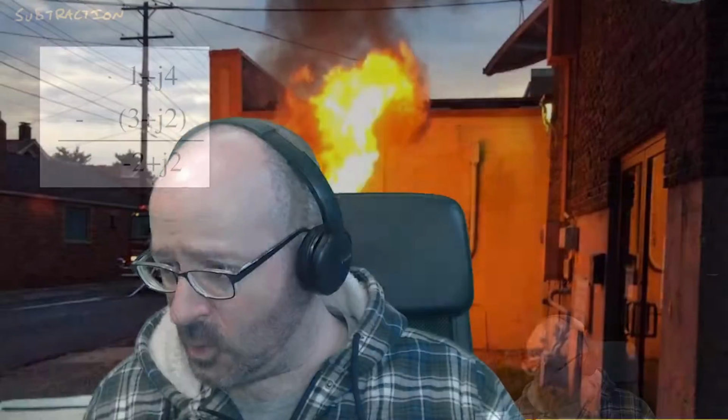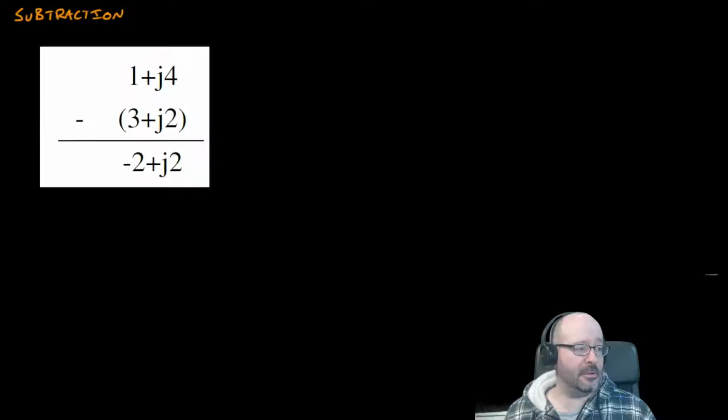Okay, we can add numbers and we can negate numbers, and those are the two things we're going to need to do to pull off subtraction. So here we go. I got an example for you. Again, nothing earth-shattering here, but we're going to subtract 3 plus j2 from 1 plus j4. Each of these is an operand of the subtraction operation.